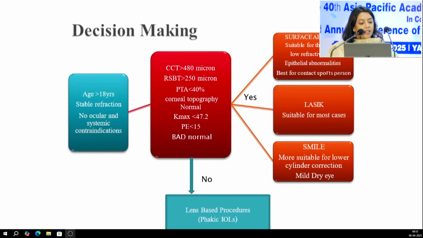If all these factors come within the normal limits, like age of the patient is more than 18 years, there's a stable refraction, no ocular or systemic contraindications, all the parameters like CCT is more than 480 microns, RSBT more than 250 to 300 microns, PTA less than 40%, no indication of any form of ACRs, posterior elevation less than 15, bad map is normal, then we can proceed to the surface ablation techniques, LASIK or SMILE, any corneal-based procedures.